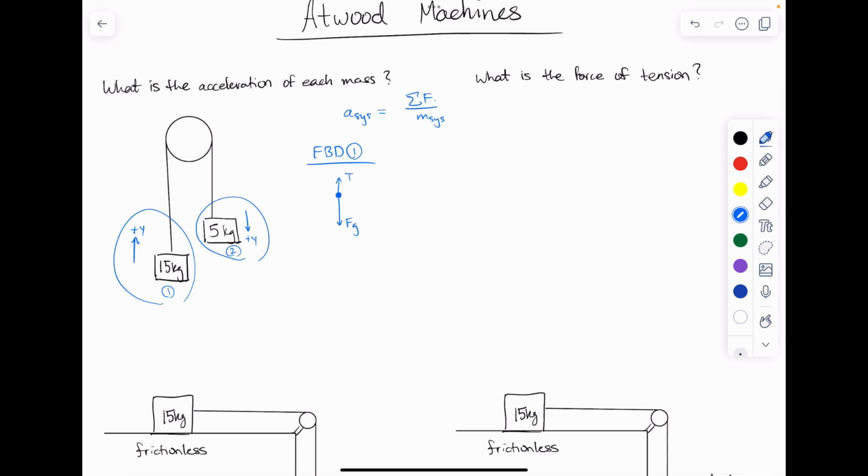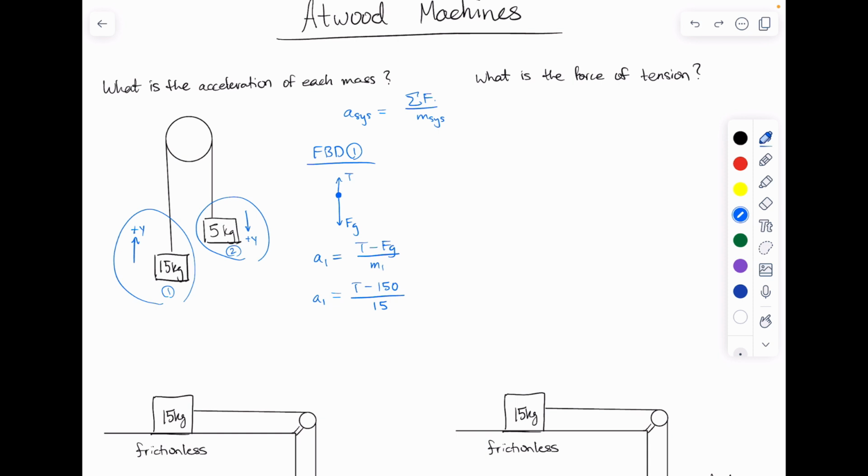So let's apply Newton's second law to this situation. The acceleration of mass 1 is going to be equal to the sum of the forces. In this case, that would be tension minus the force of gravity on mass 1, divided by mass 1. We don't know the tension force, but we do know Fg would be the mass, 15, times roughly 10. So we would say 150 newtons divided by 15. All right, now that's an equation with two unknown variables, so we can't solve it.